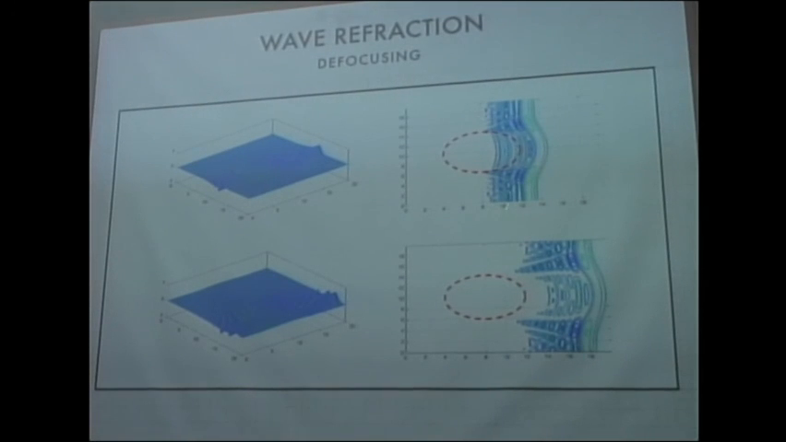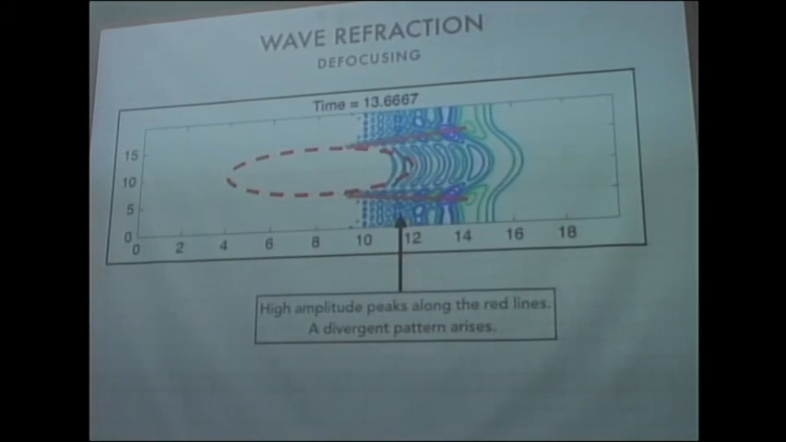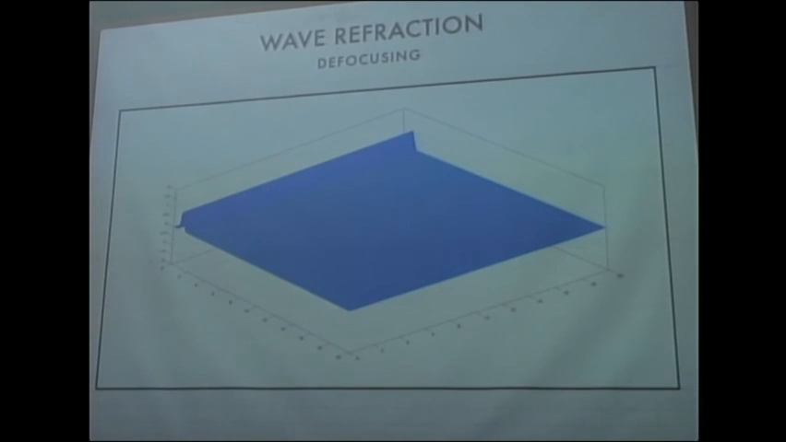Again, these are the level lines. Here is a zoom where we can actually see the level lines, and we have this sequence of peaks, which are the regions that correspond to the higher wave energy. And they make this divergence pattern. Here we have it again.